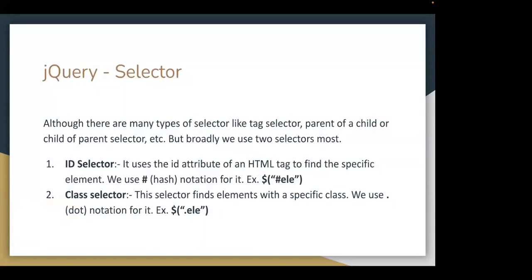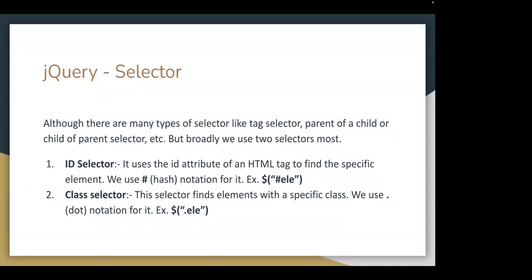Before performing any action on an element, we need to select that element, right? It is a basic thing. Although there are many types of selectors, like the tag selector, parent of child, or child of parent selector, and a lot of combinations of these selectors, broadly we use two selectors the most. First is the id selector, and second is the class selector.